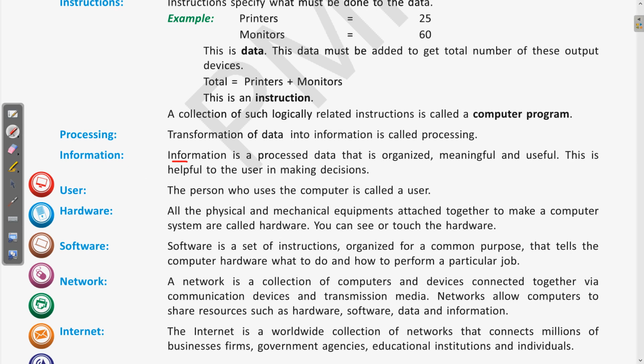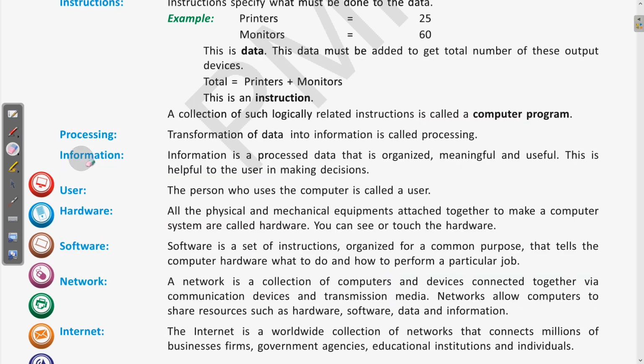The processed data which you get as the output. So information is the processed data that is organized, meaningful and useful. Clear? So you can write a single line definition, that is very easy. The processed data which we receive as output, which is organized, meaningful and useful. Clear? So we have done the definition of data and information.